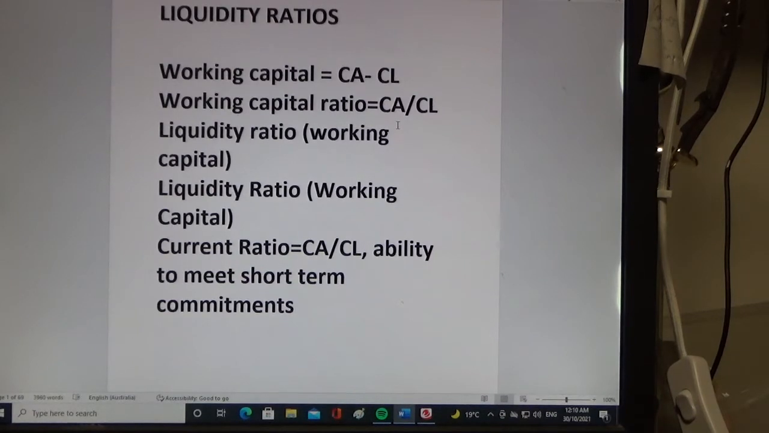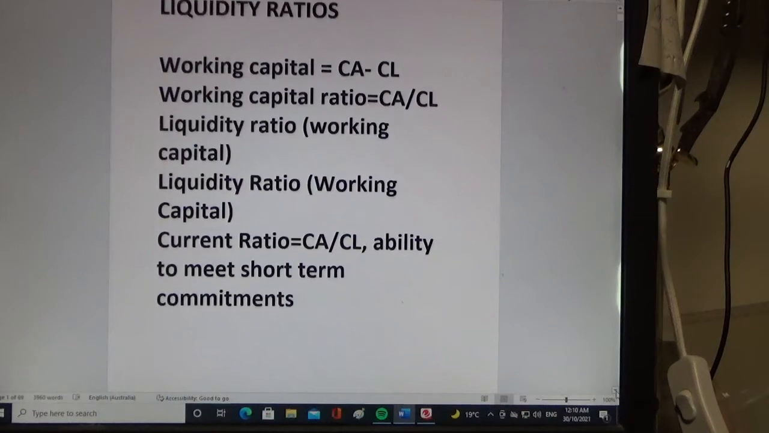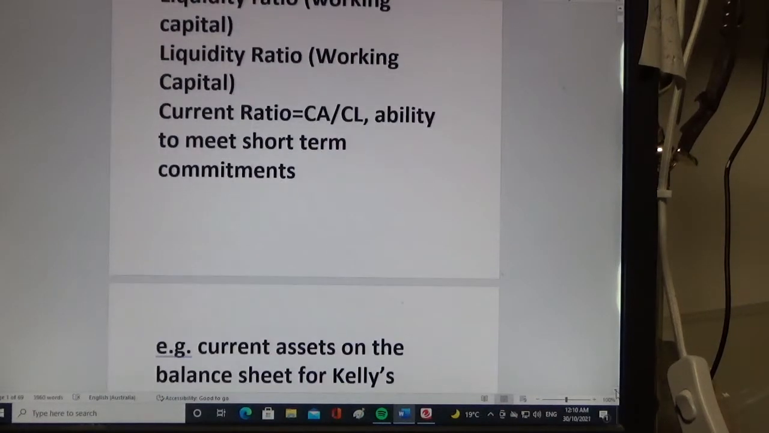Okay, really important that. And the liquidity ratio is your working capital, sort of like operational, day-to-day, not things like non-operating income at all. It's just important today, working capital. Ability to meet short-term commitments.